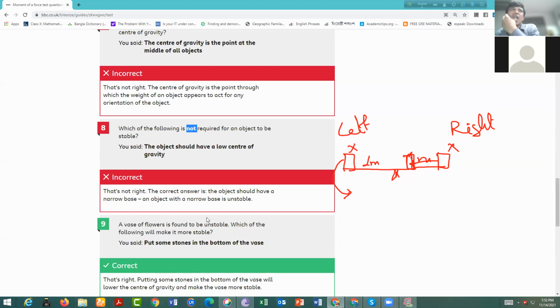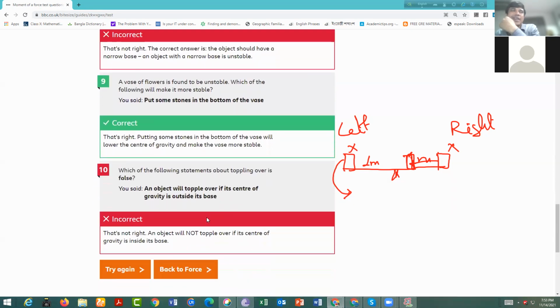Okay. So the next wrong answer is, which of the following statements about toppling over is false? Say what is said. It's a false. It will topple over if its center of gravity is outside its base, but the question asks for the false statement. Got this point? You would have given the right answer if the question was like this.